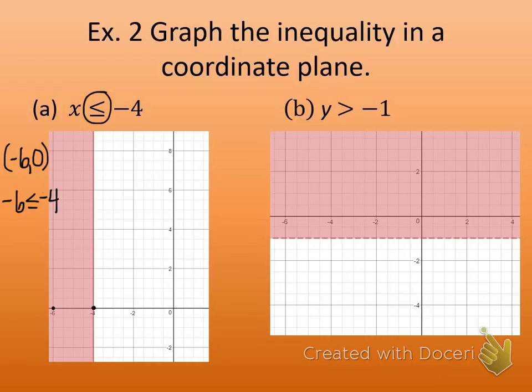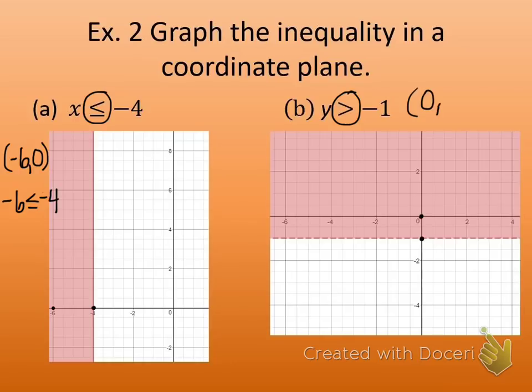Now, same thing for letter B. This was a very simple horizontal line. We went down from 0 to -1 on the y-axis, plotted a point, and notice the line is dotted because this symbol was just greater than. And the shading. Now, I tend to like to test (0, 0). So let's test (0, 0) and see if it makes a true statement.